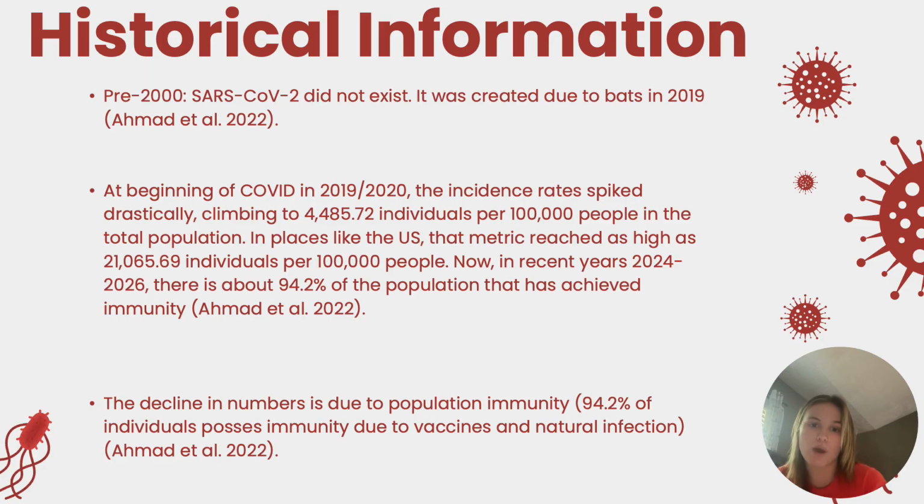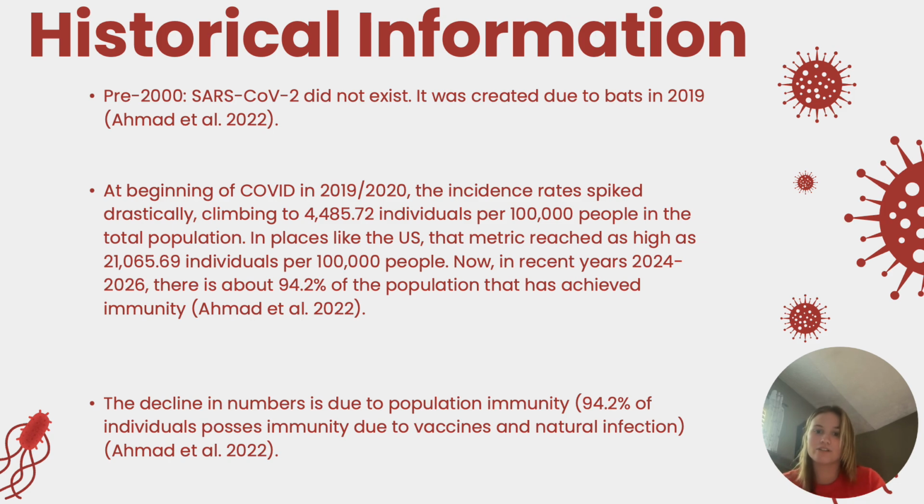In places like the US, that metric reached as high as 21,065.69 per 100,000 people. Now, in the most recent years, 2024 to 2026, there's about 94.2% of the population that has achieved immunity for COVID-19.